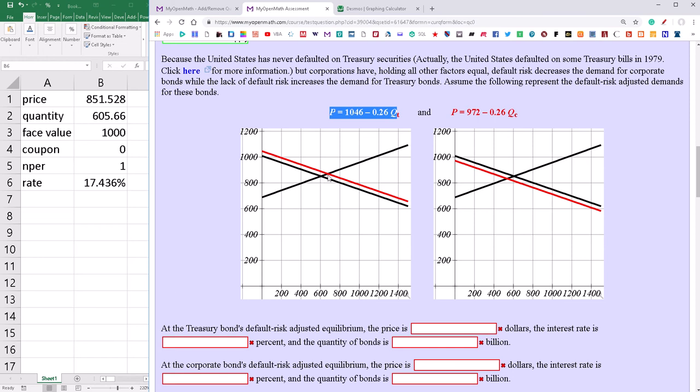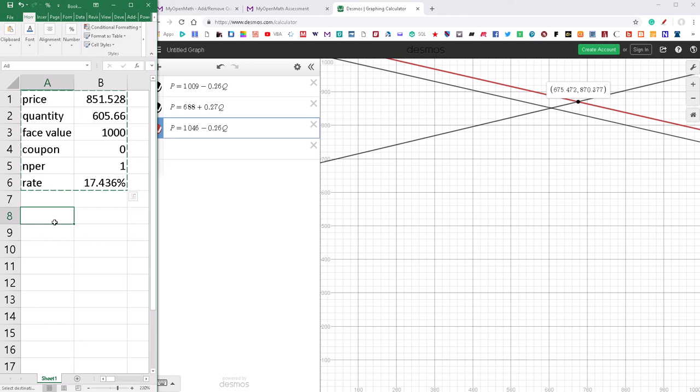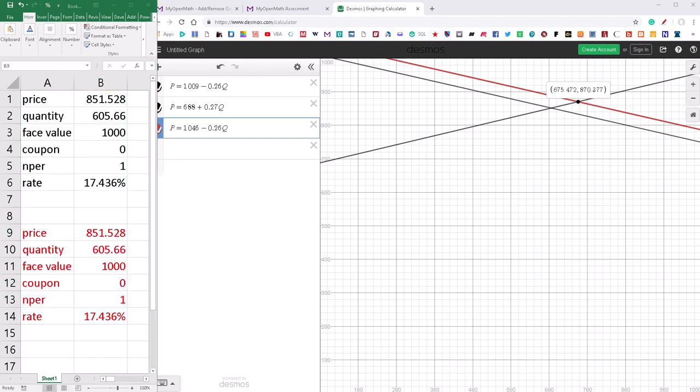So how many people have left this market? Let's find out. Okay, so we end up with a price of 870.37. And what I'll do is I'll copy this down here and turn it red. And then I'll change the price. It got bid up a little bit, right? By people wanting that safety.